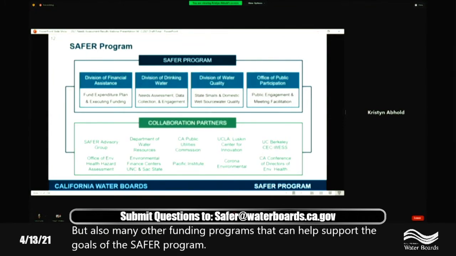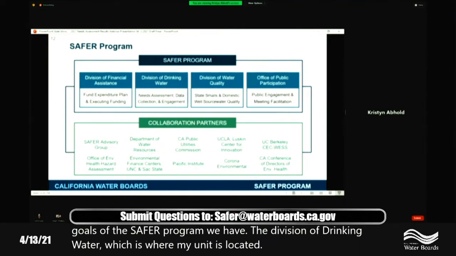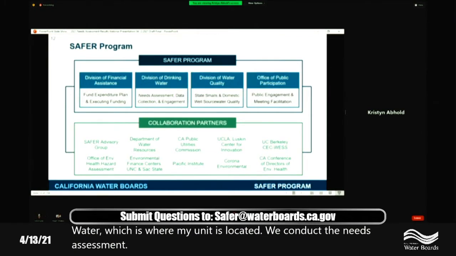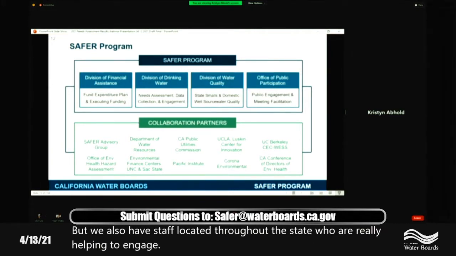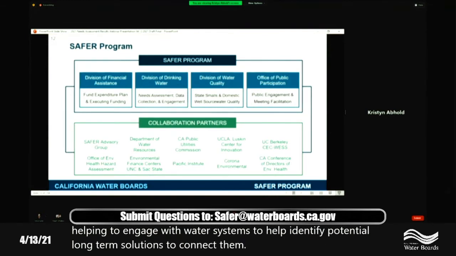We have the Division of Drinking Water, which is where my unit is located. We conduct the needs assessment, which we'll be talking about today, but we also have staff located throughout the state who are really helping to engage with water systems to help identify potential long-term solutions and to connect them to interim assistance. A lot of fantastic work happening there.